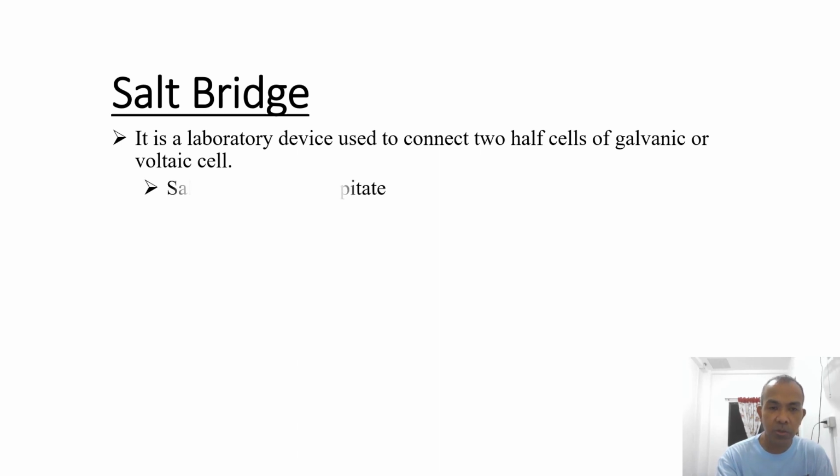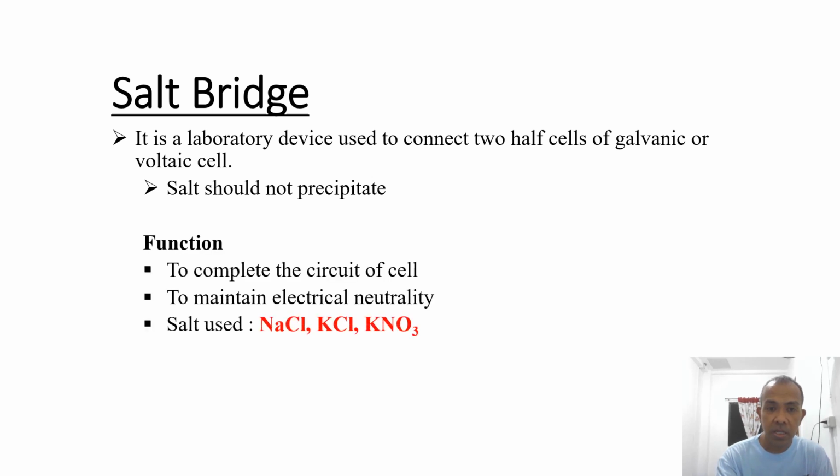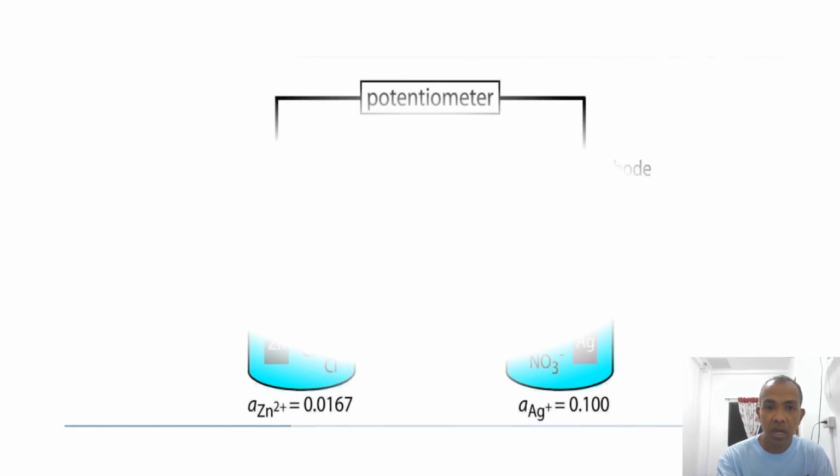The salt bridge should be inert. It should not precipitate also. It should not react with anode or cathode solution. A salt bridge contains an inert electrolyte such as potassium chloride. It connects two half cells. The ends of the salt bridge are fixed with porous frits.